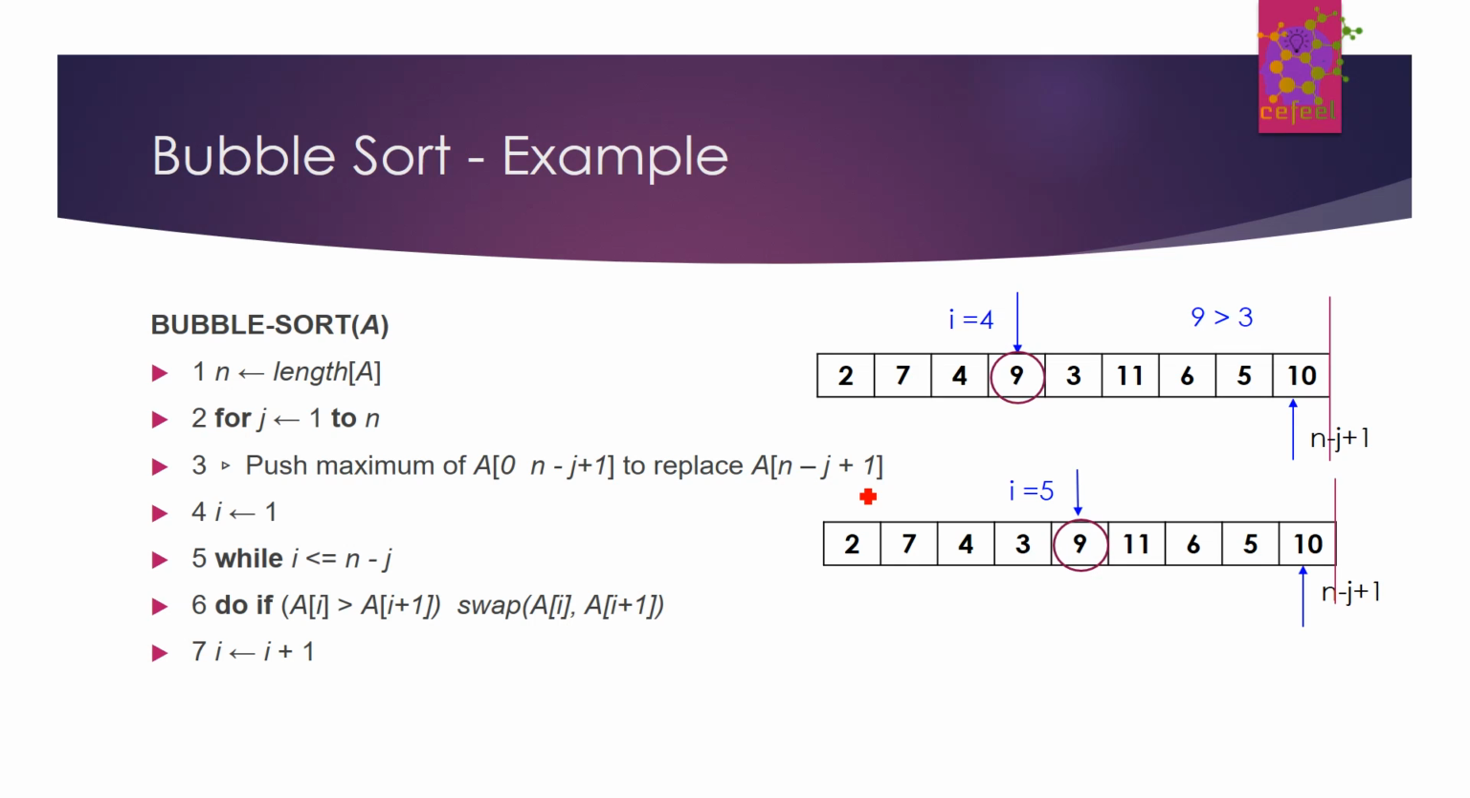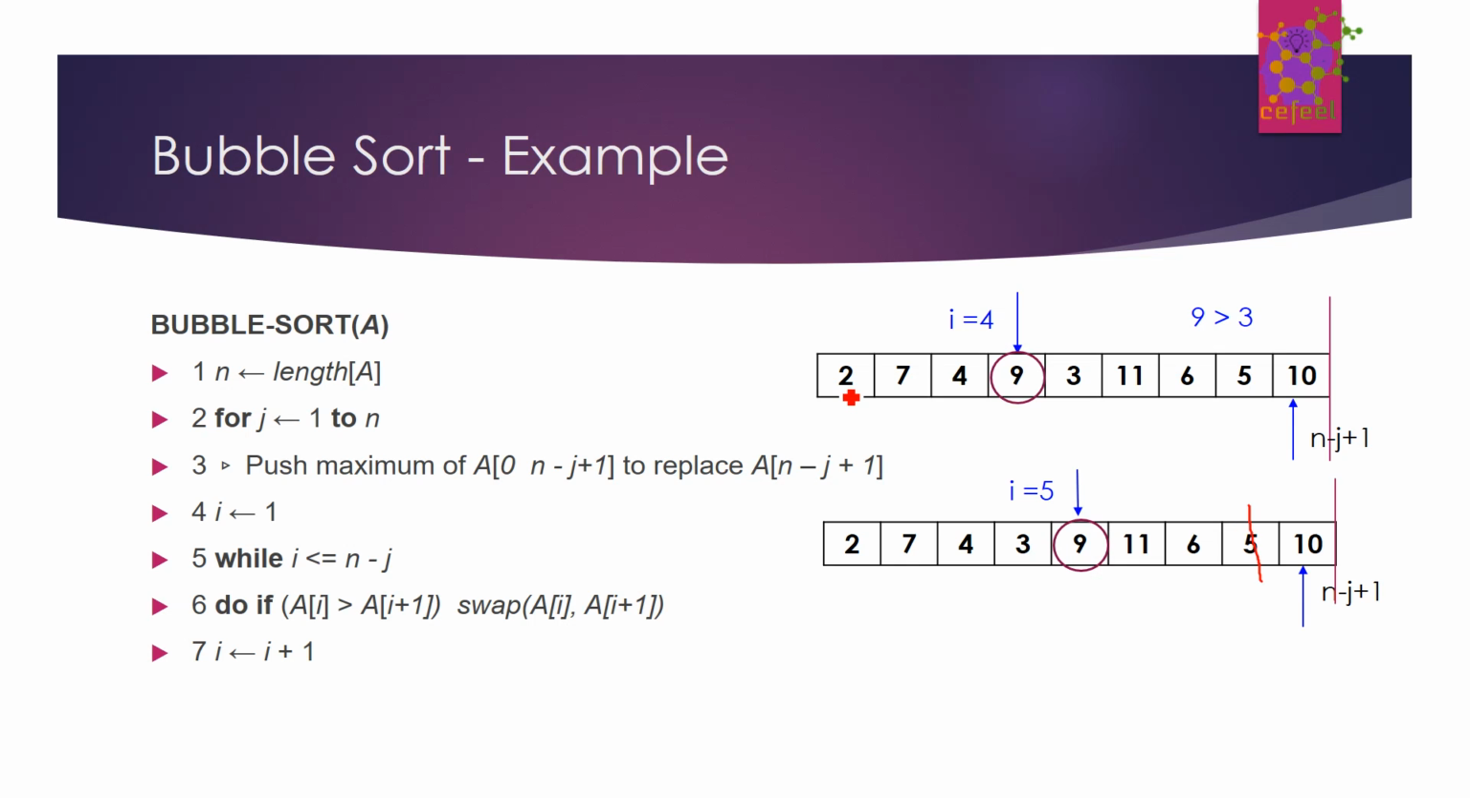I is still less than n minus j, j is 1, remember, so I is still less than n minus 1 because I is at 5. In our case n is 9, so I has to run till 8, which means again we go to step 6 and now compare ai and ai plus 1. ai is 9, ai plus 1 is 11. Now see what happens this time.